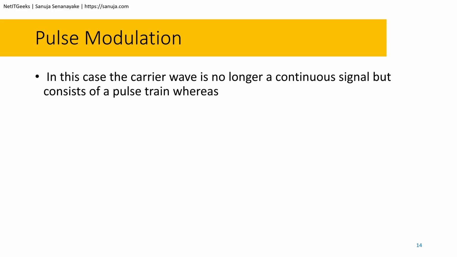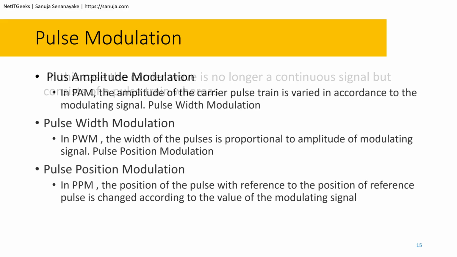Pulse modulation is used especially in VoIP communication systems, but also in data communication systems for high-speed internet, etc. as well. So pulse modulation has pulse amplitude modulation, pulse width modulation, and pulse position modulation. What you need to understand for now is that pulse amplitude modulation, also known as PAM, is basically where the amplitude of the carrier pulse train is varied in accordance with the modulating signal, and the pulse is what makes it a pulse modulation.